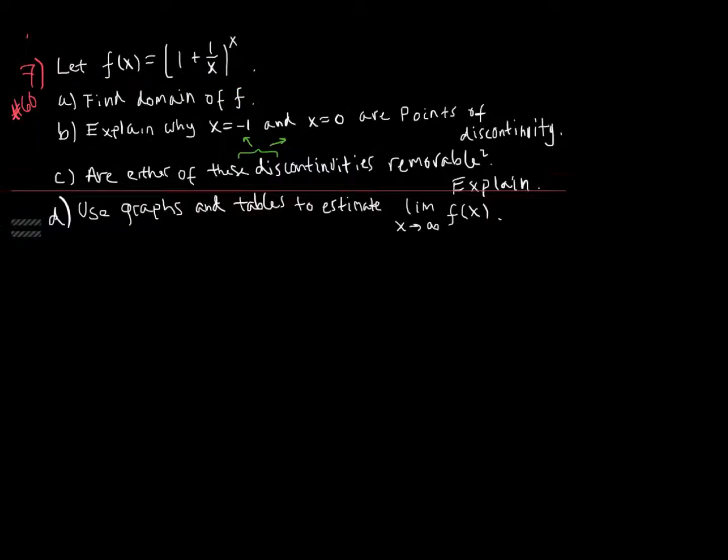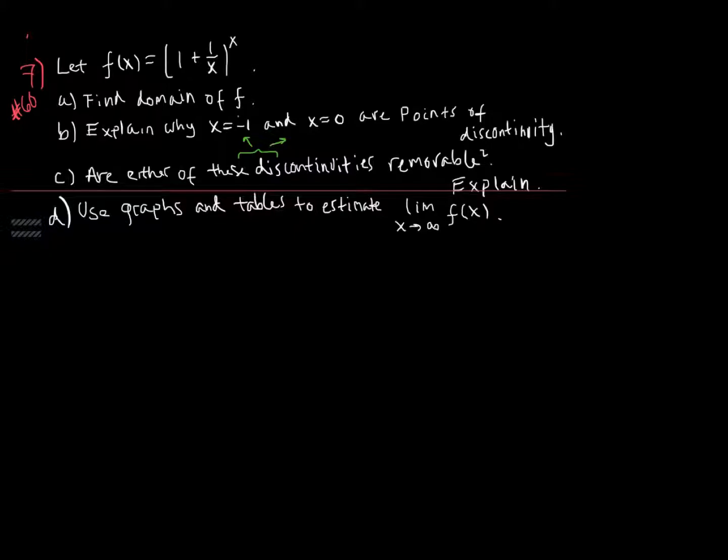Okay, this one's a little bit more of a doozy. We have this function f of x, (1 plus 1 over x) to the x. And first we want to find the domain of f. Well, the domain are all x values that will make this defined. And it might be easier to think, what are the x values that will make this undefined? Well, obviously, 0 will make this undefined. Why? Because 1 plus 1 over 0 is 1 plus an undefined value, and so that won't work. Okay, so 0 is something that we can't have.